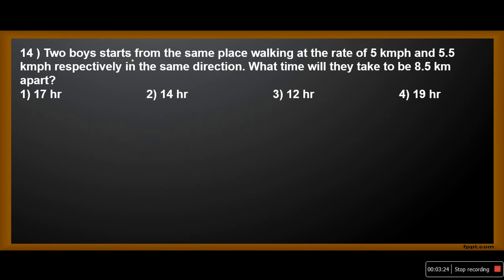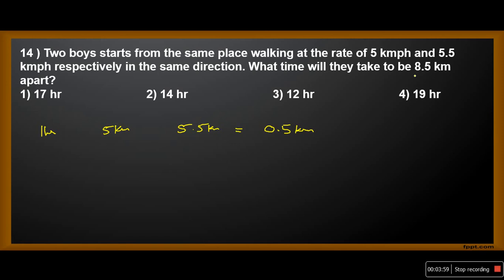Two boys start from the same place walking at the rate of 5 km per hour and 5.5 km per hour respectively in the same direction. What time will they take to be 8.5 km apart? A simple logic. Let us not make it complicated. In 1 hour, the first boy covers 5 kilometers, the second boy covers 5.5 kilometers. It means after 1 hour, what is the gap? 0.5 kilometers. In 1 hour, the gap is 0.5 kilometers.